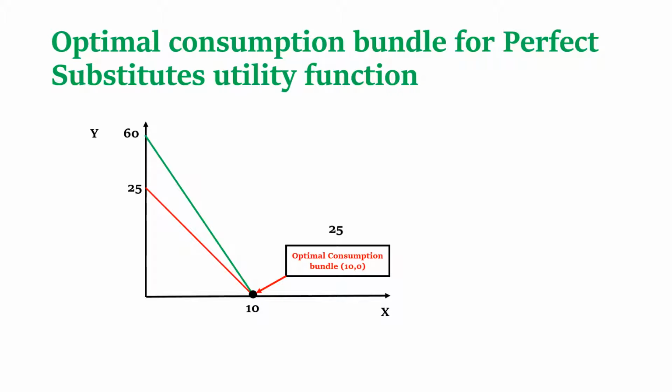So originally, we know the budget line has those two points, 25 and 10. So we notice that here, the indifference curve and the budget line meet at 10, right? So that is the optimal point. That is the optimal bundle, 10, 0.